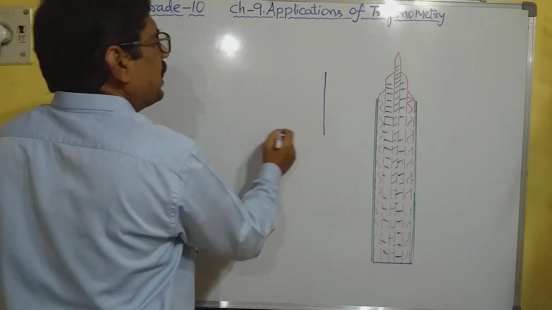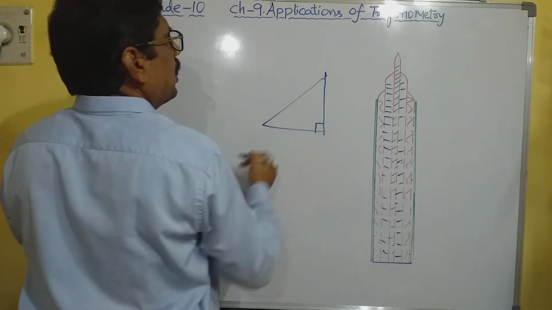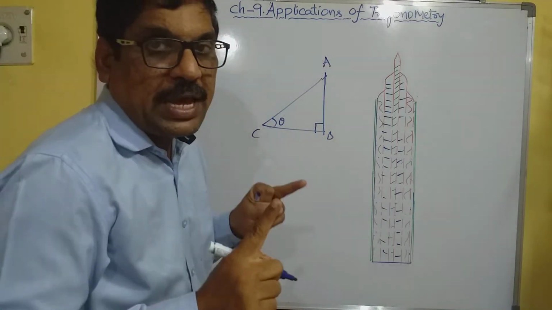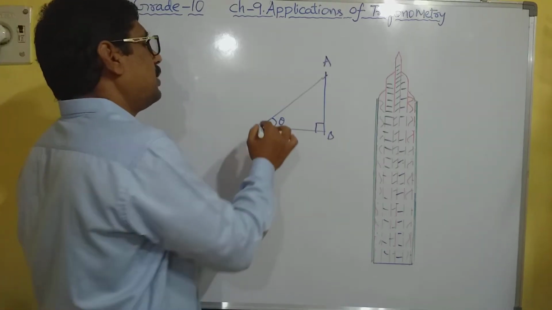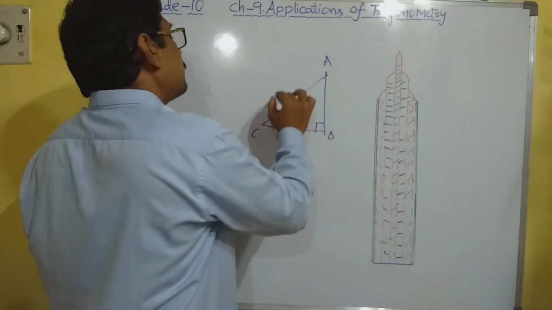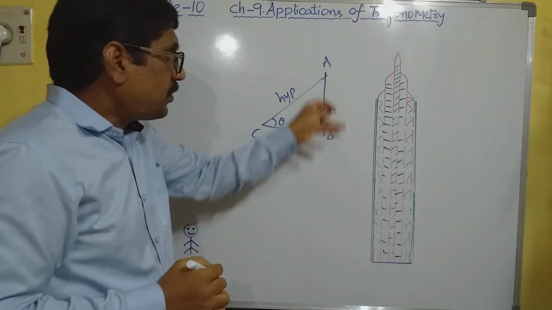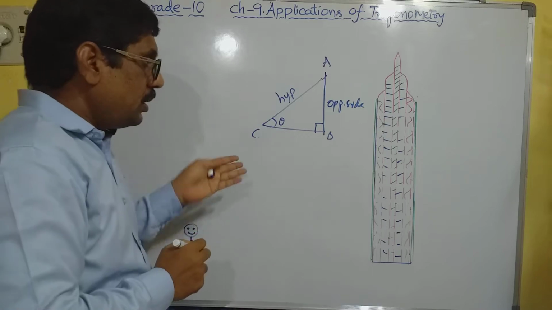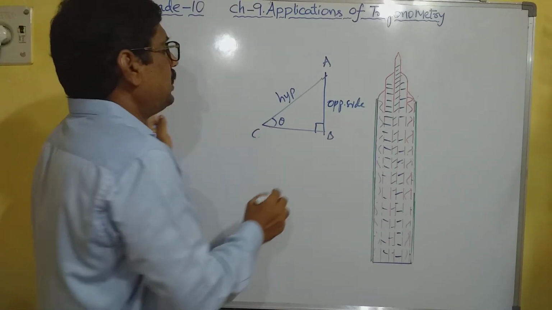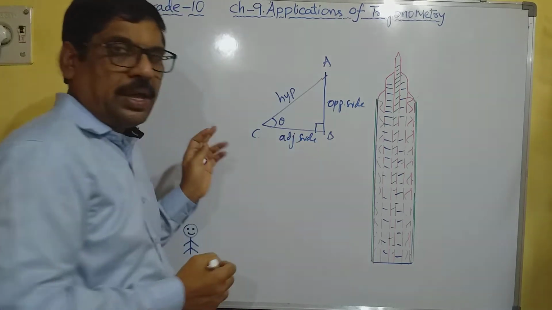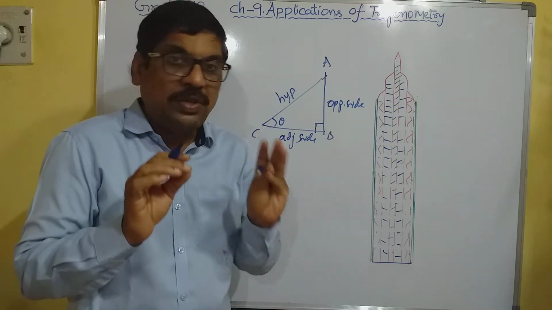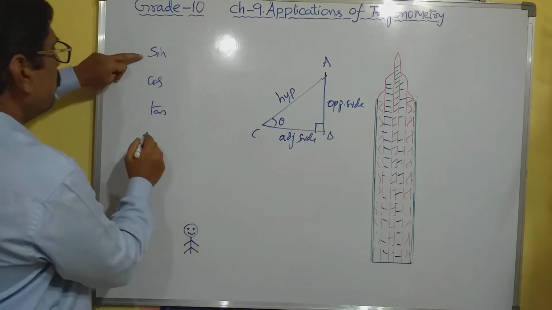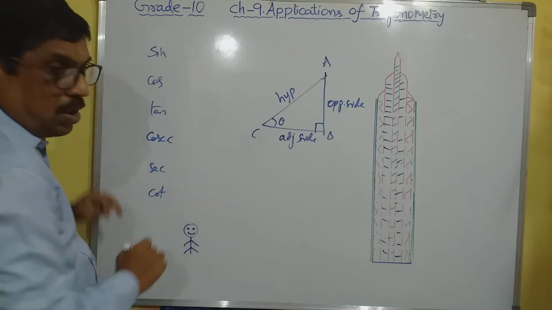If we have any right angle triangle, where one of the angles is 90 degrees and the other two angles are acute, we take one of the acute angles as theta. The longest side, which is opposite to the right angle, is called the hypotenuse, and the side which is opposite to the angle theta is the opposite side. The side just adjacent to the given angle theta is called the adjacent side. By using these three sides, we have 6 trigonometric ratios. They are sine, cos, tan, and their reciprocals, cosecant, secant, cot.